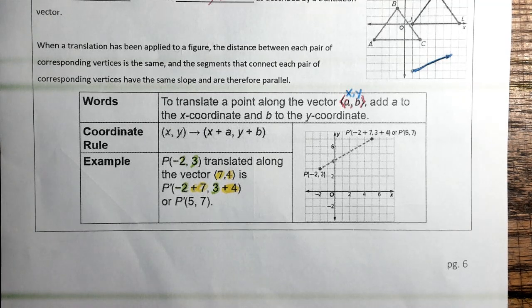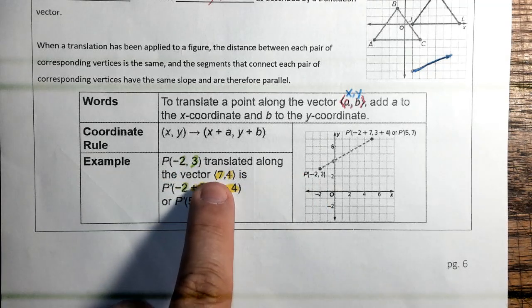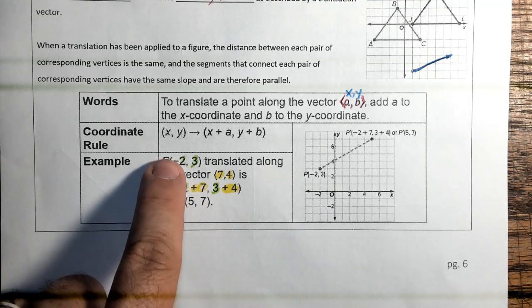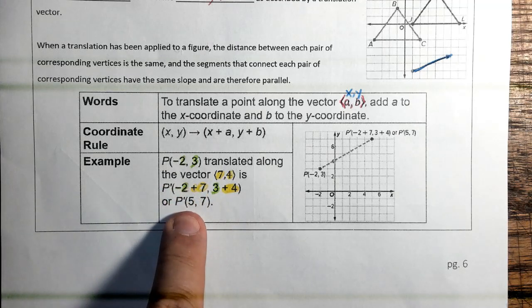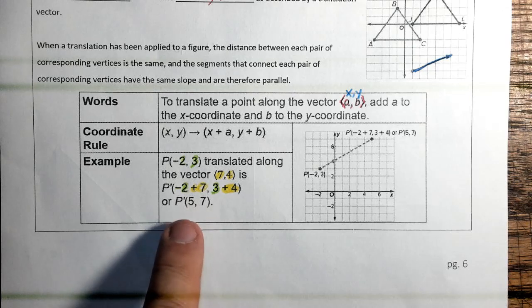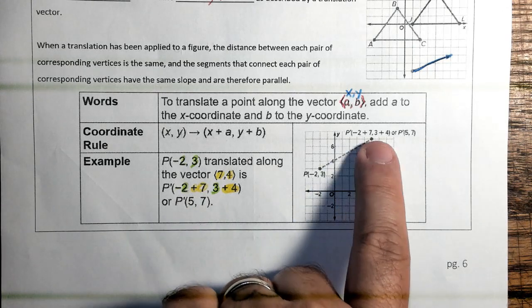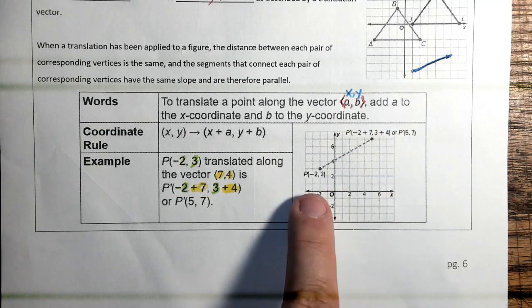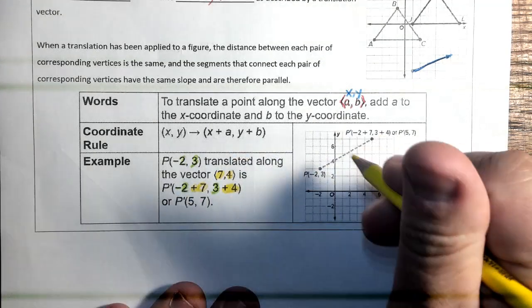But anyway, (-2, 3) is translated along vector <7, 4>. So the new point is going to be -2 plus 7. -2 plus 7 is 5, and then 3 plus 4 is 7. So your new point is (5, 7), and it's indicated over here. So we move like that. That's what it's trying to teach you guys.